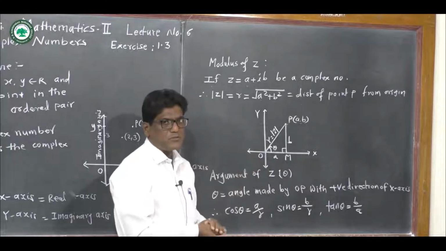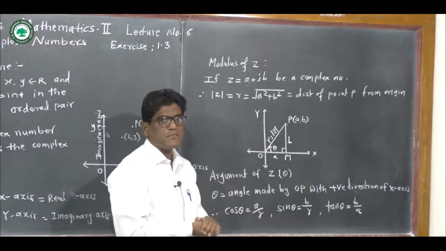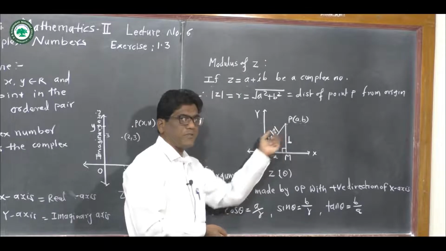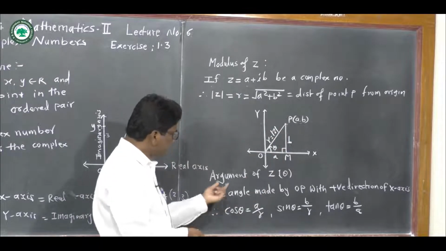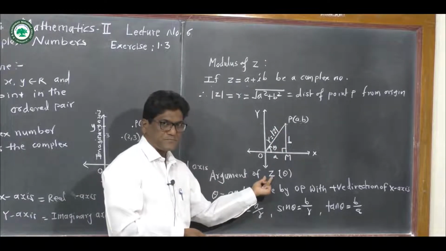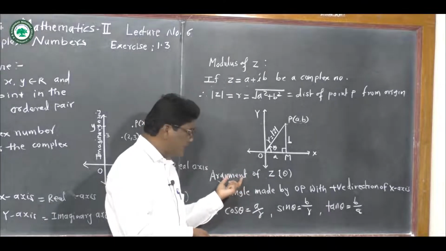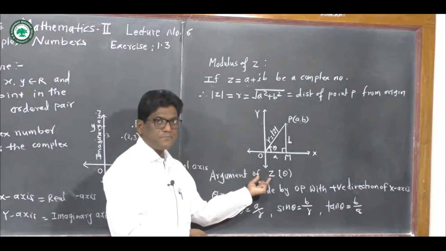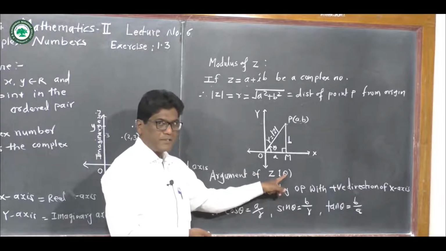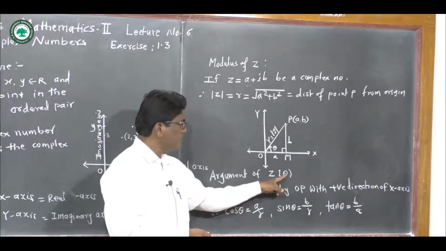So r is equal to mod of z. Mod of z is nothing but the distance of that point P from the origin. Next, the argument of z, or we may call it the amplitude of z. It is denoted by theta. So what is theta here?